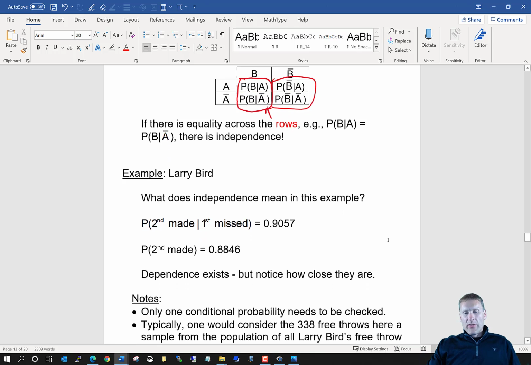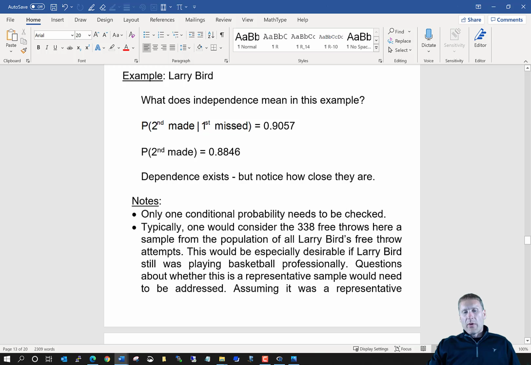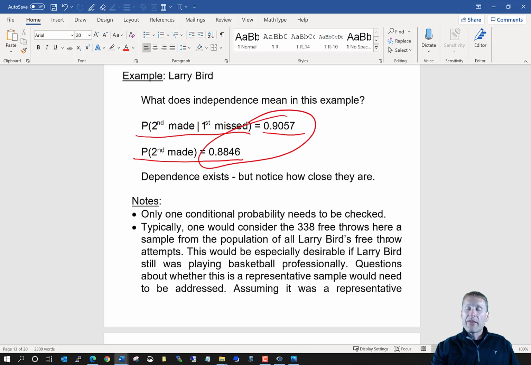Okay, so let's look back at the Larry Bird example once again. Do we have independence? Well, first of all, what we could do is take a look at the probability of second made given first is missed. It was 0.9057. And if we go back to our table, we see the probability of second made is 0.8846. So therefore, we do not have independence. In other words, we have dependence.